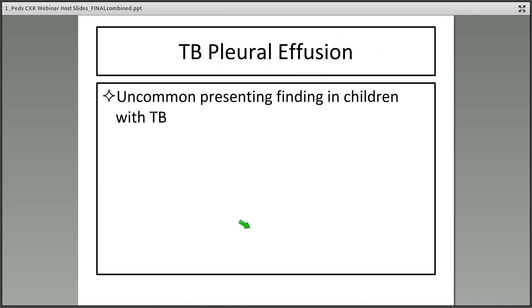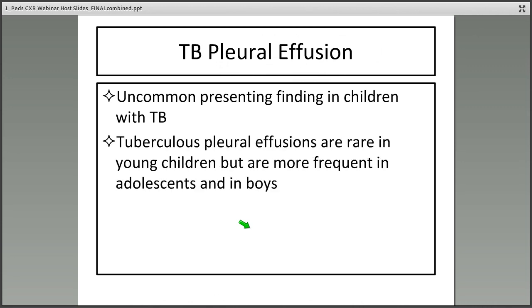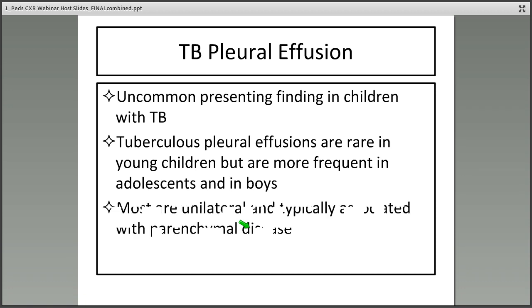And the reason is, TB pleural effusion is very uncommon in children with TB. Tuberculosis pleural effusions are rare in young children, but are more frequent in adolescents and in boys. Most are unilateral and typically associated with parenchymal disease.